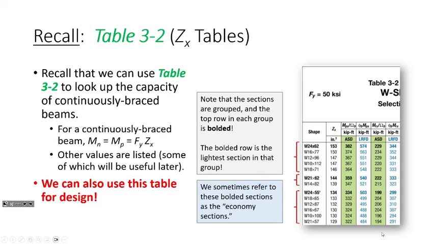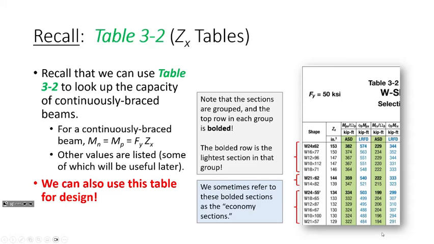Let's say for the sake of discussion that you need a Zx of 145, okay? So you go here, well the W18x71 has a Zx of 146. You could say, well I'll use that, but instead why don't you just use this one, the W24x62, because it's lighter and it still works. So unless otherwise noted, we'll just go with the bold rows. Sometimes those are referred to as the economy sections because they have an efficient Zx.